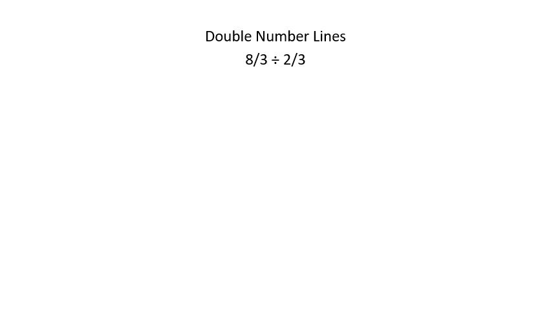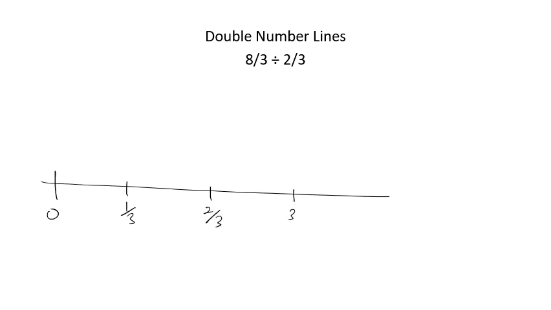So let's draw our number line. So here's our 0. And then we've got 1/3, 2/3, 3/3. And we know that we want 8/3 to be opposite this 2/3. So again, we have our divisor along the bottom, and we have our dividend along the top. And because it's a double number line, this helps to see these things being spaced equally.